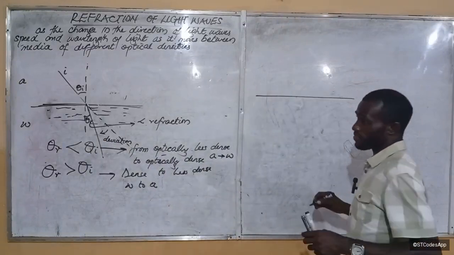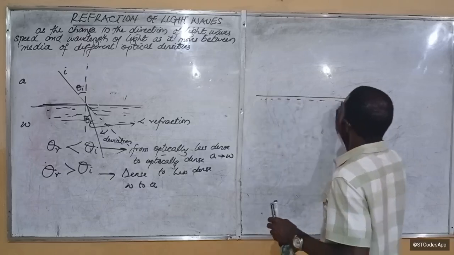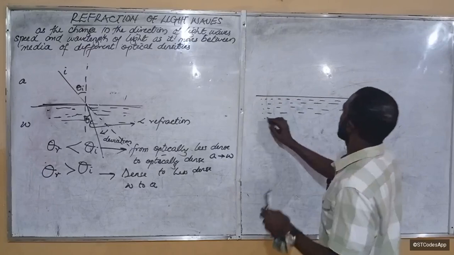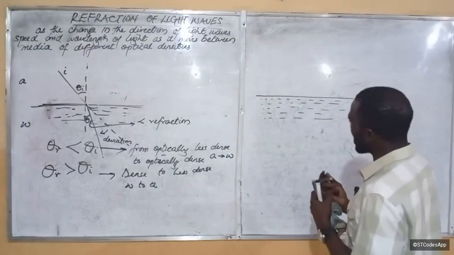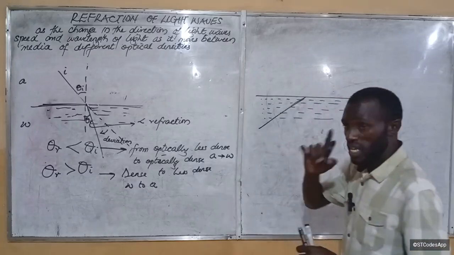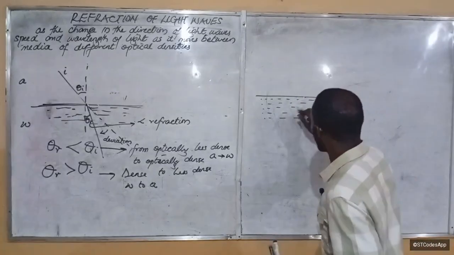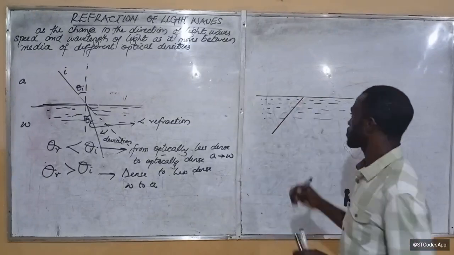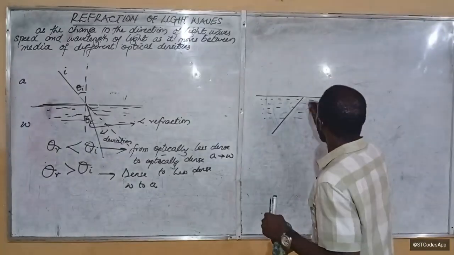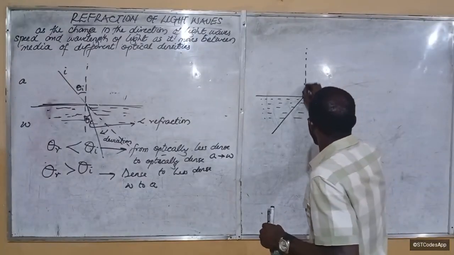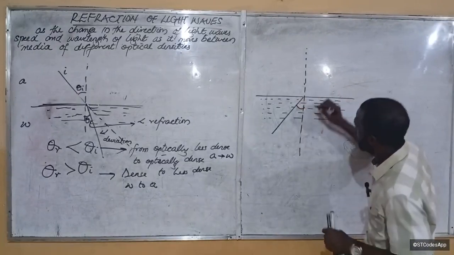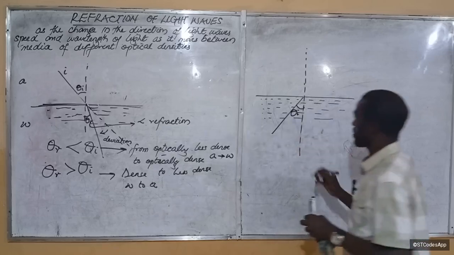So let's say this is my interface between water and air. This is water here, this is water here, this is water here. If I send a ray of light at an angle like this, watch. What will be my angle of incidence? I'll draw my normal like this. My angle of incidence is going to be here, so I call this theta I.